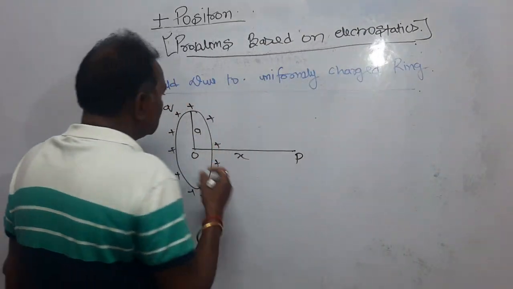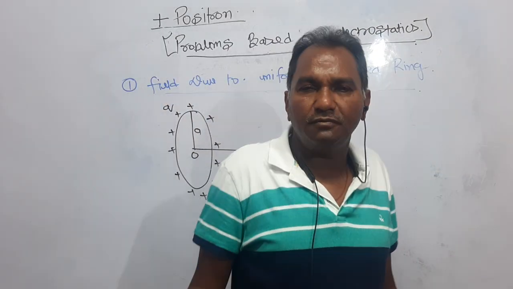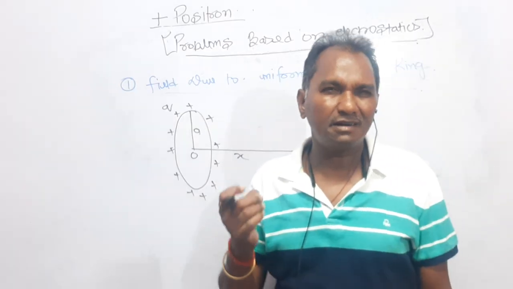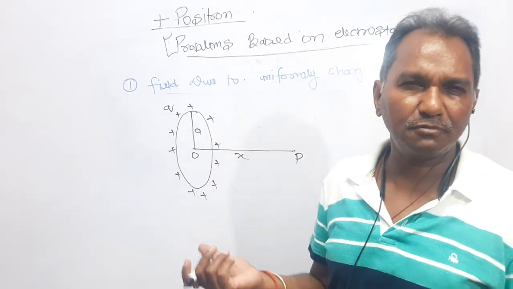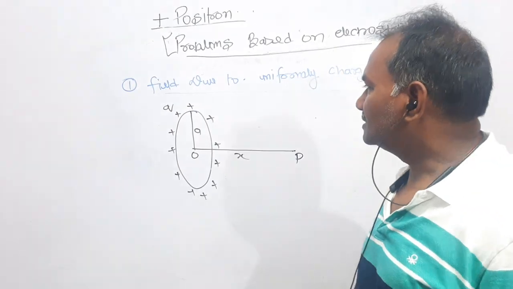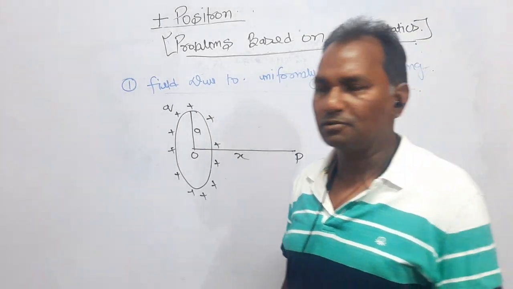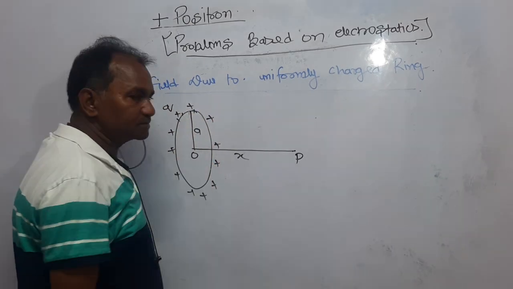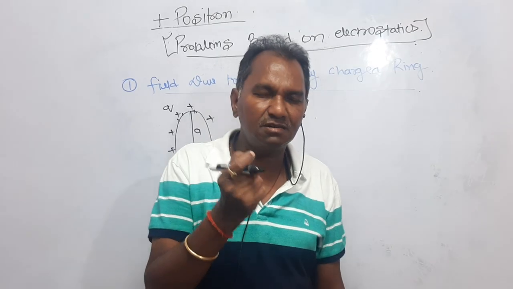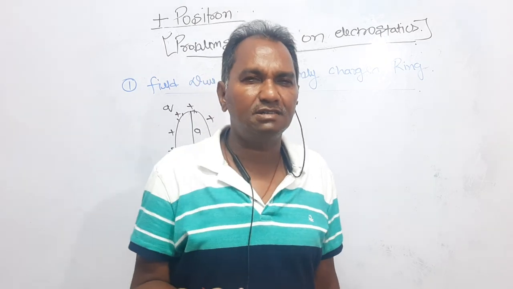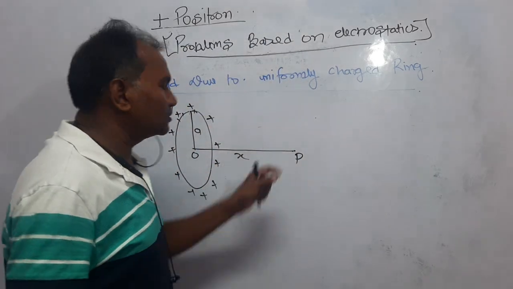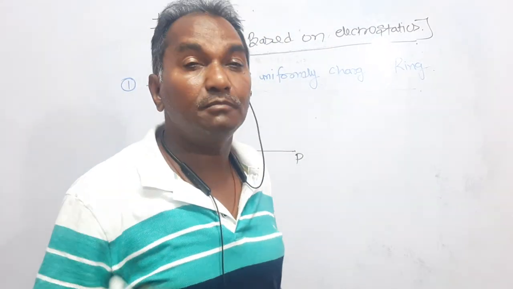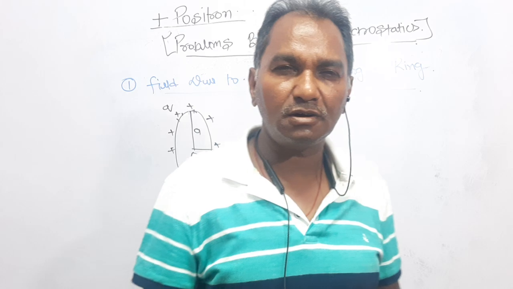Dear students, we have only one tool, that is Coulomb's law. In order to find the field at any point, we just have to apply Coulomb's law. To apply it, we suppose the ring is made of a number of small strips. Why don't we find the electric field at point P by considering the whole ring? Because the ring is a bigger body, you cannot apply Coulomb's law to it.